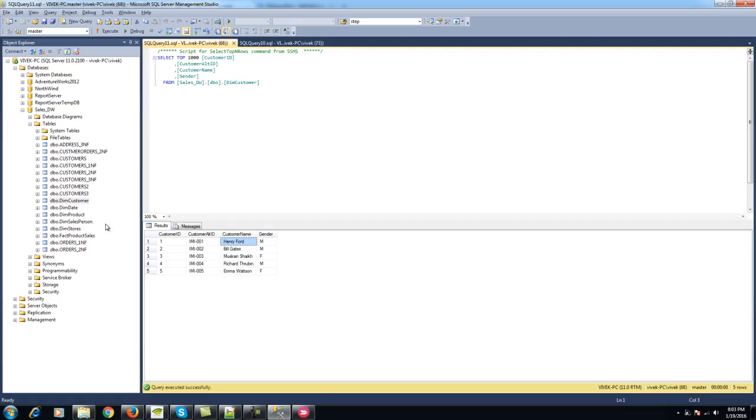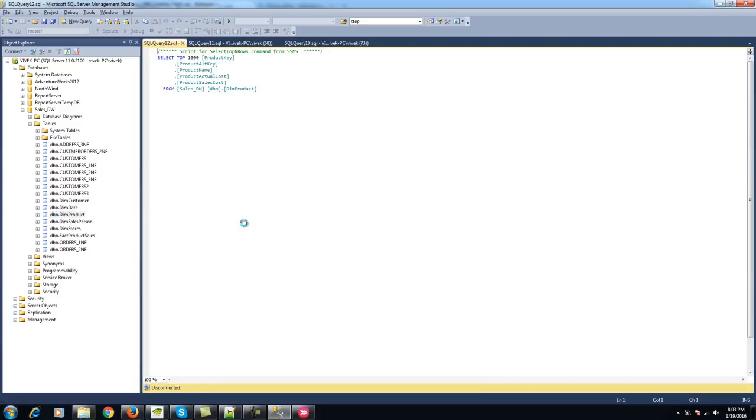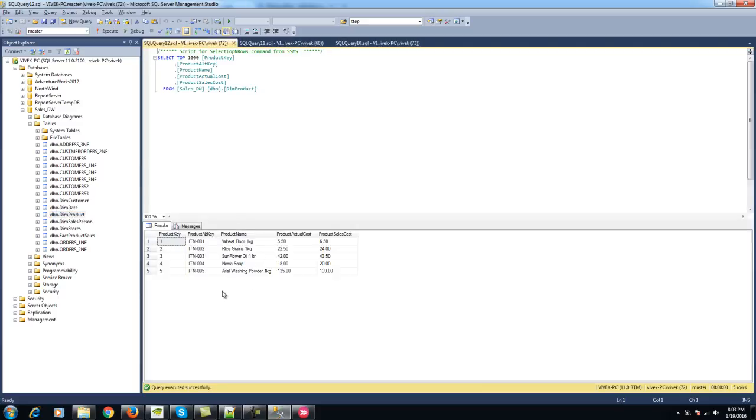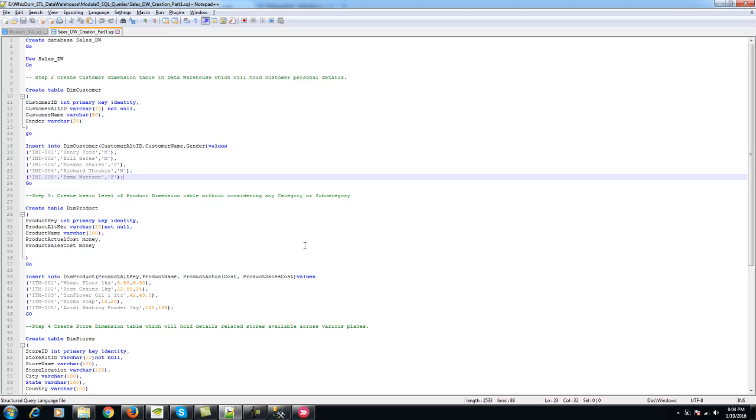Now the second table is obviously the product table. What I wanted to hold in the product table is all the product items. So I have a product called wheat, and then I have rice, and what is the product cost, the actual cost or cost price, and then what is my selling price for that product. Then I have Nirma soap, Ariel washing powder, sunflower oil, and so on and so forth. So as you see, there are multiple products and there is a rate associated with each product. So that is my second dimension in my data warehouse.